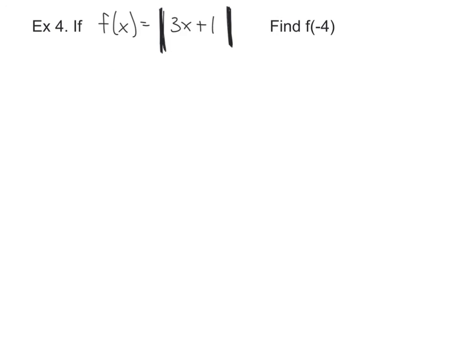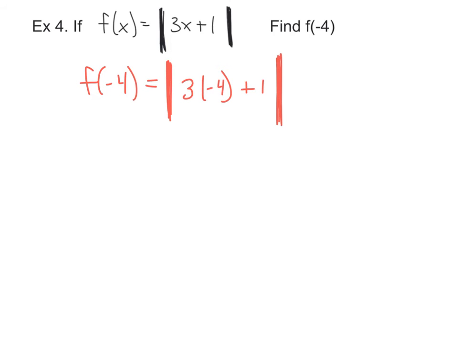All right, the next example said, if f of x equals absolute value of 3x plus 1, find f of negative 4. Okay, now do not forget absolute value means the distance away from 0 on a number line, so it is always positive. And do not forget about order of operations. So we're going to start this. f of negative 4 is equal to absolute value bar 3 parentheses negative 4 plus 1 absolute value bar. Okay, so again, keep working on the inside before you take away that absolute value bar. That is the last thing you're going to take away. So keep the absolute value bar.